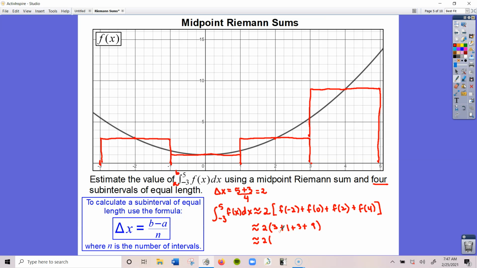So we have 2 times 3 plus 1 is 4, plus 3 is 7, plus 9 is 16. And 2 times 16 gives me an approximate area of 32. So that's how you would figure out what those equal subintervals would be.